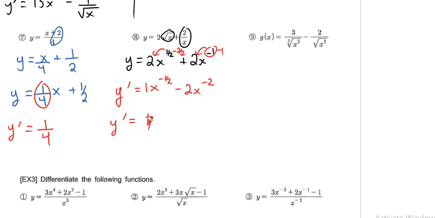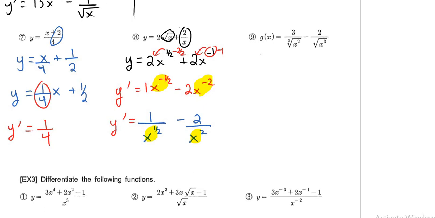Let me just get my eraser here. Okay, so it would be 1 over x to the 1/2 minus 2 over x squared. Okay, so this guy right here is that guy right there. This guy right there is that guy right there. And hopefully that's an okay answer for everyone.